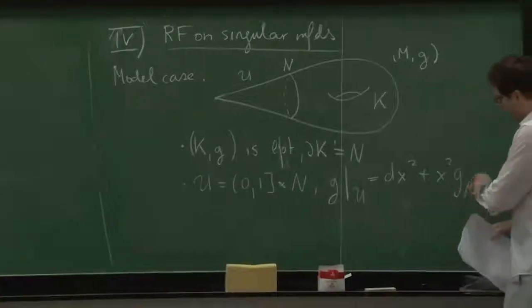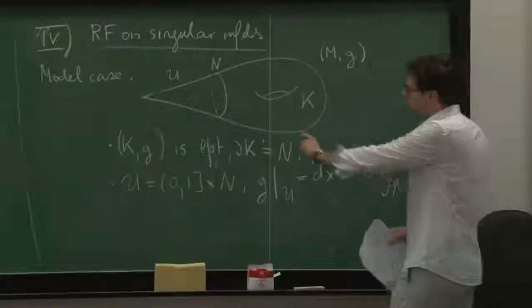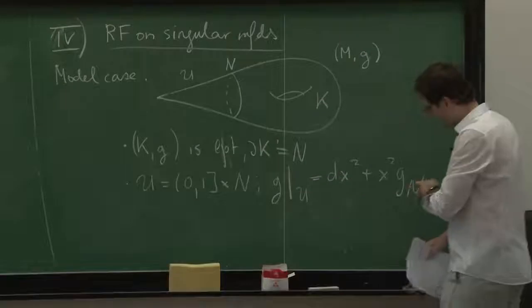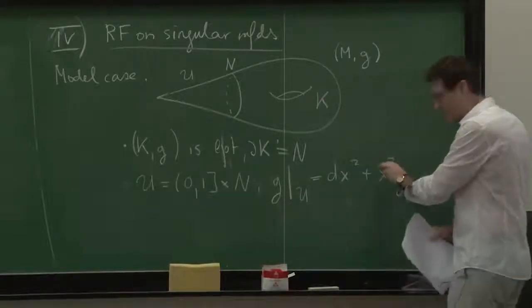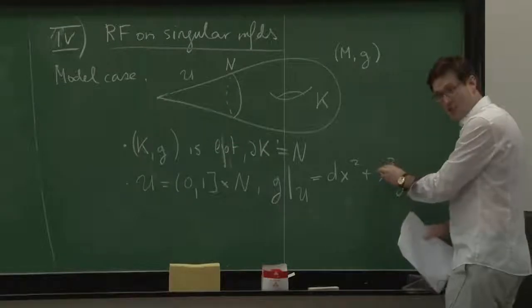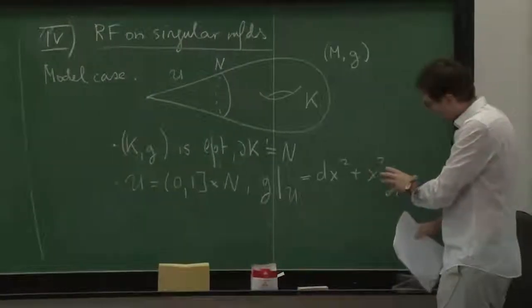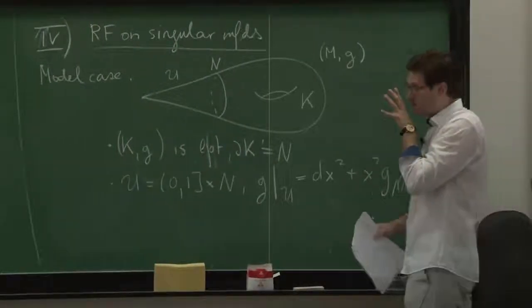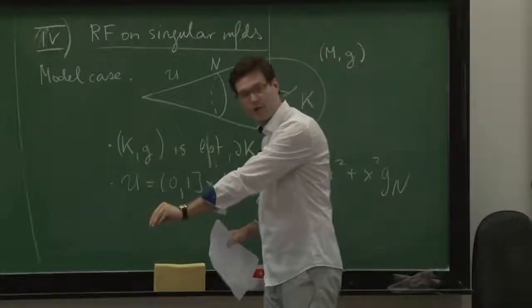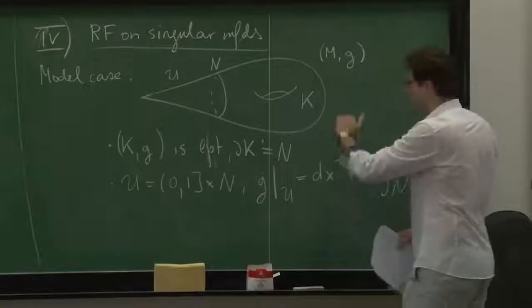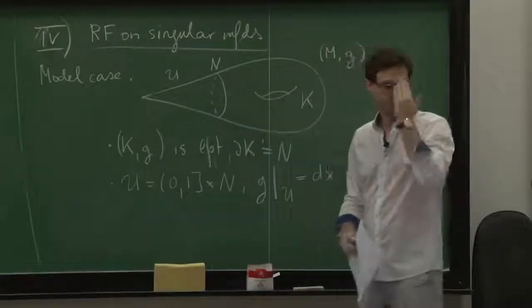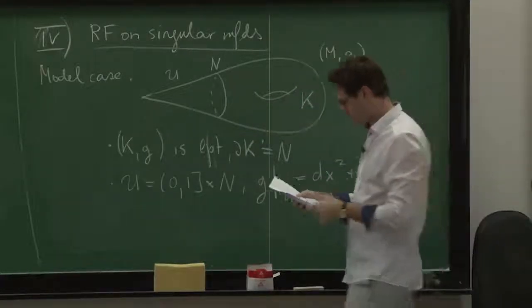We see this is the metric on the cross-section N. And as your radial variable x goes to 0, this thing gets smaller. So your cross-section gets squeezed down to a point. This metric gives you exactly that picture. Okay.